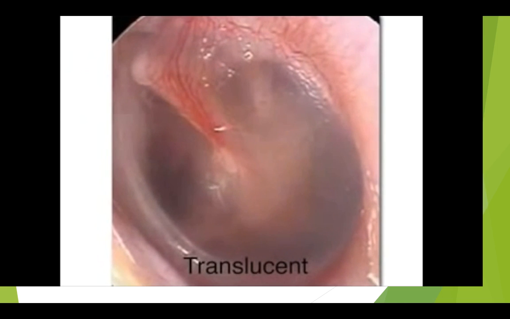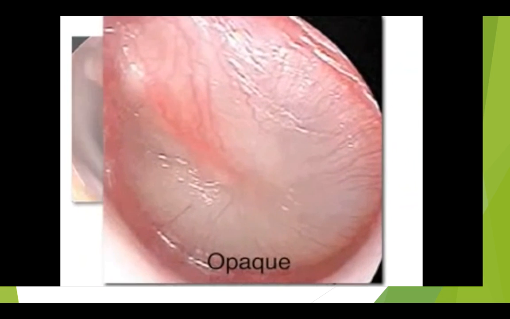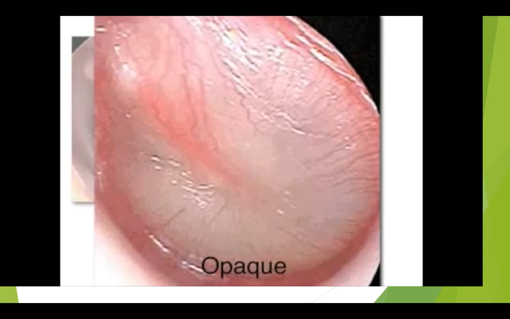Next, assess the translucency of the tympanic membrane. A translucent tympanic membrane has a ground glass appearance and allows visualization of the underlying middle ear structures. When middle ear effusion is present, the tympanic membrane appears opaque and visualization of middle ear landmarks is impaired.